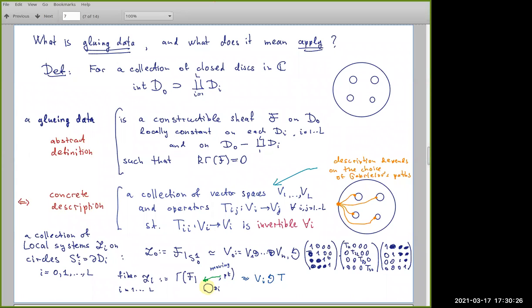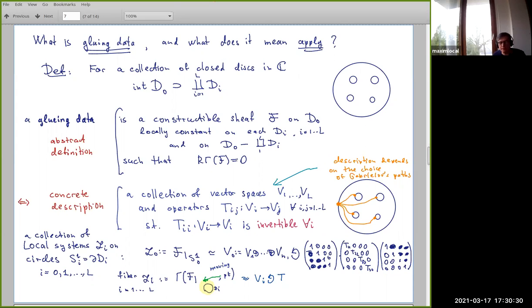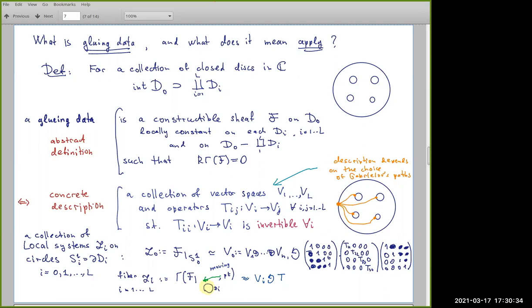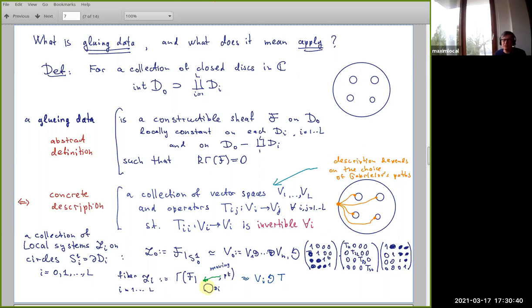Can you say again why you need to choose Gabrielov passes and not just passes between the centers of the disks, something like that? Yeah, no, it's a bit of a long story. I just want to make it short.